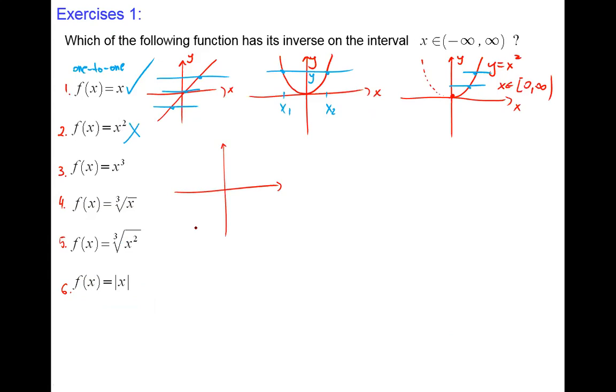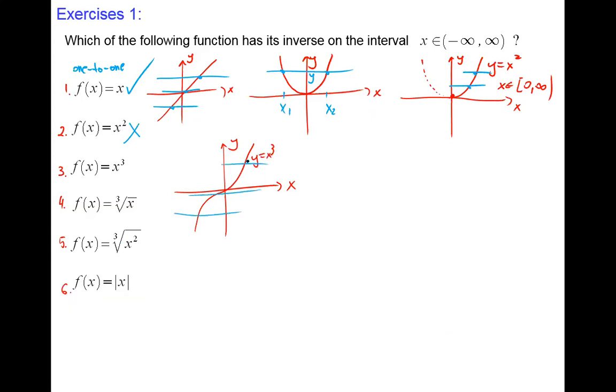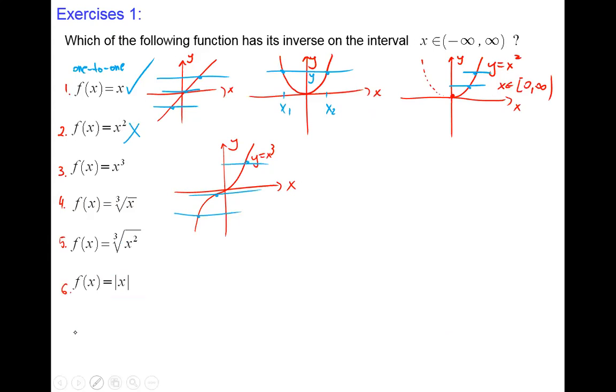X cubed, yes, of course, because we can cube. That's the function x cubed, and you can probably picture this. Any horizontal line will intersect once. We don't have two numbers whose cubes will be the same. That means this one is one-to-one.